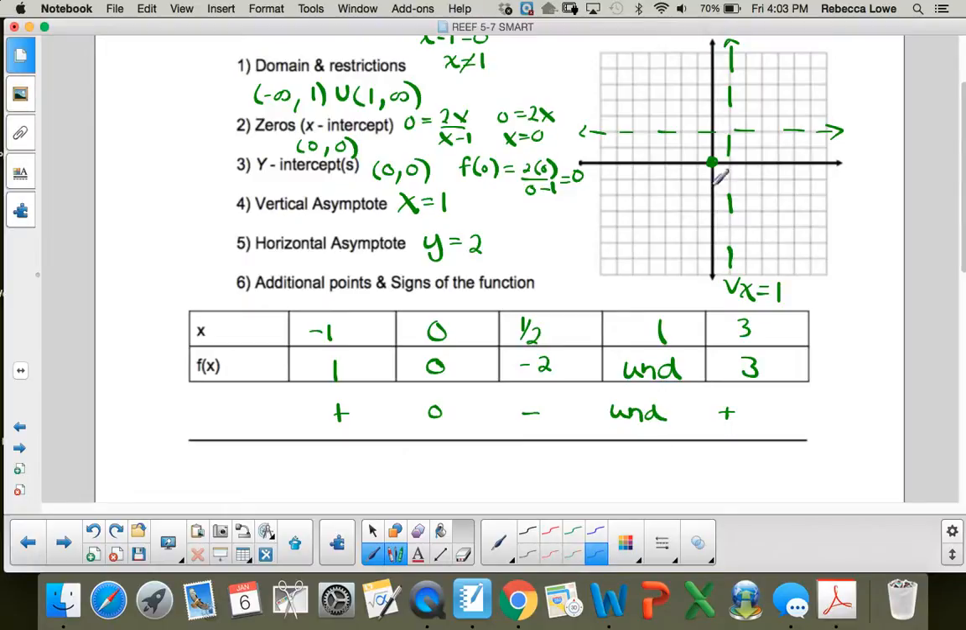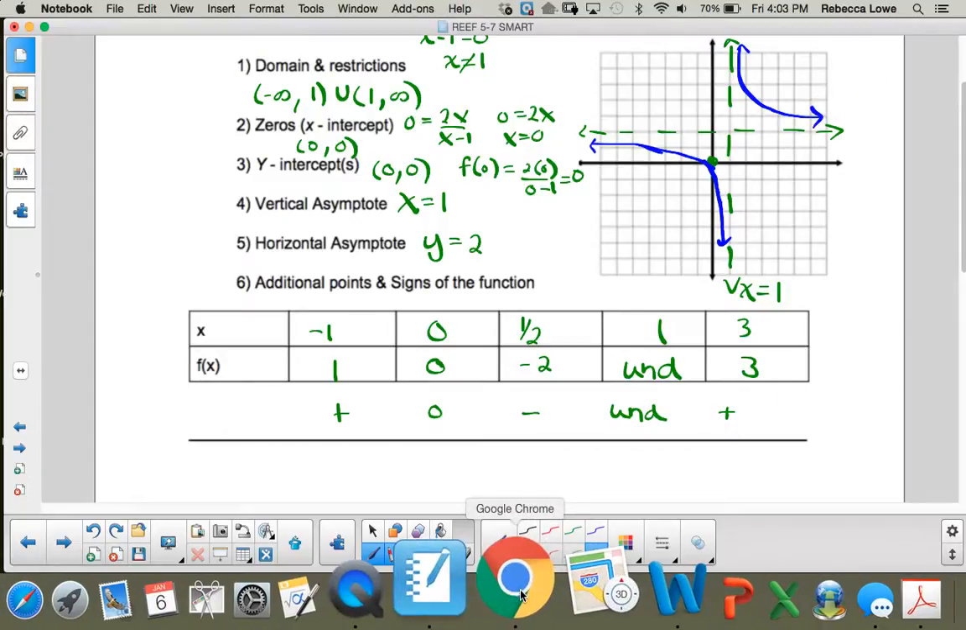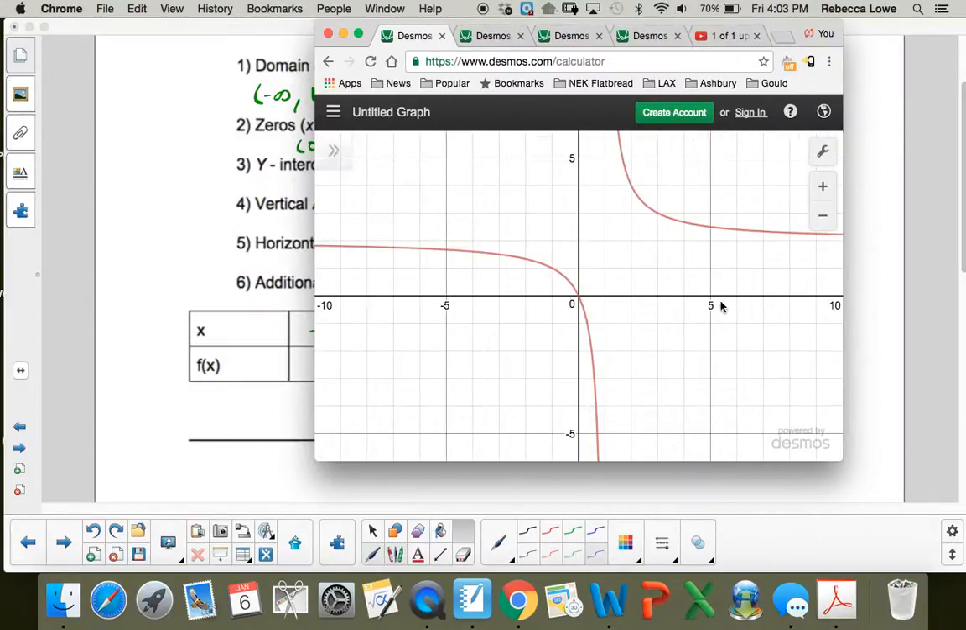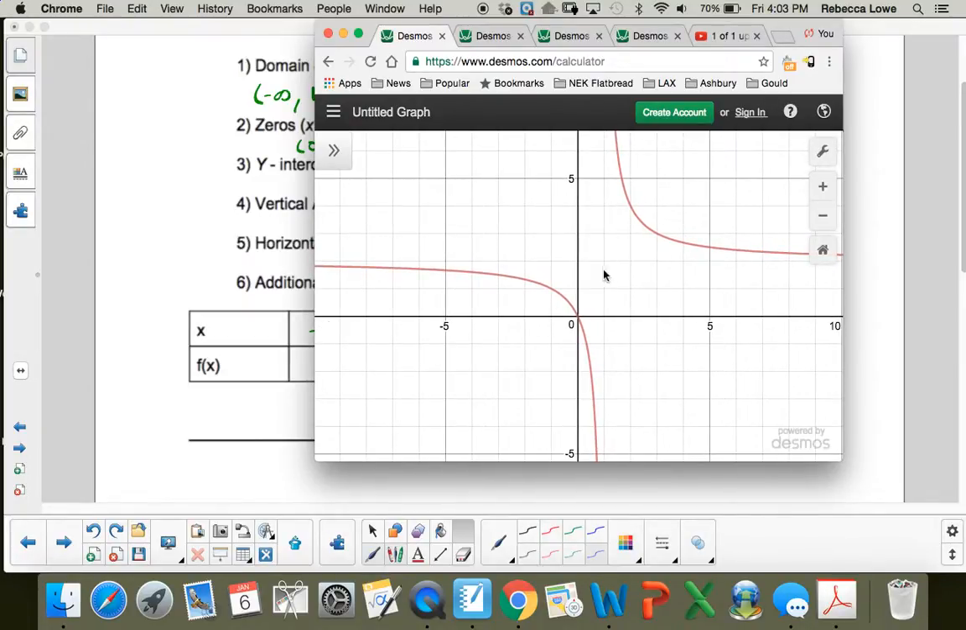So the graph is positive above the x-axis. It hits the 0, and then it goes negative. And then after the other asymptote, it's all positive. So it looks like this. But if you weren't sure, you could use Desmos and you would be able to see this. You can see that the vertical asymptote would be right here. You could actually draw an imaginary line right there. And the horizontal asymptote would be right here.